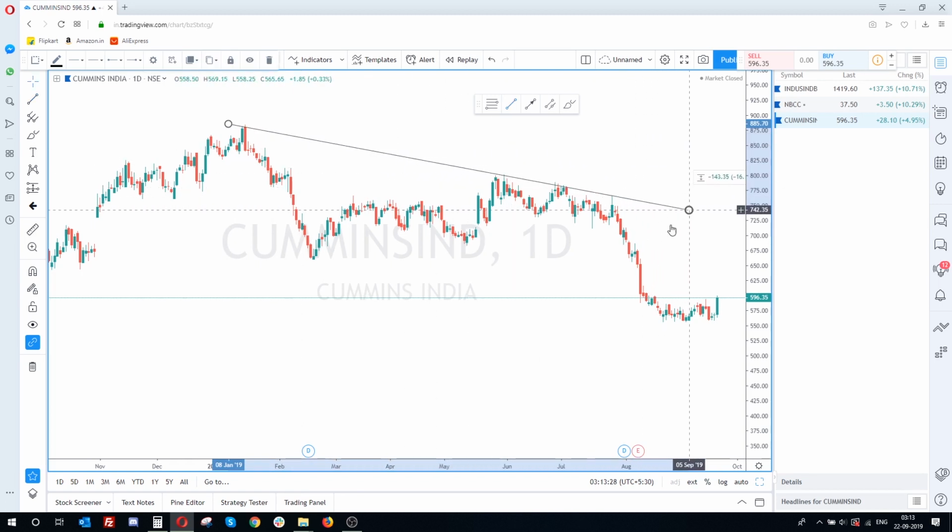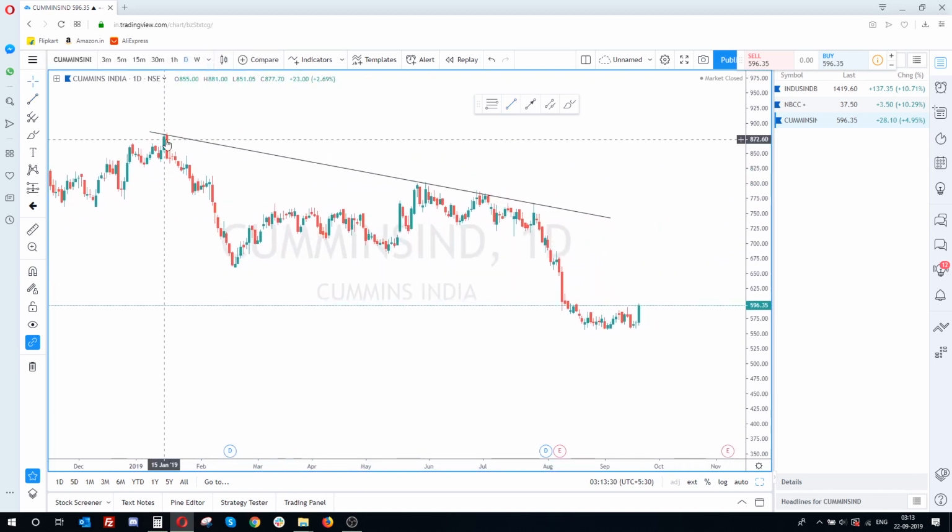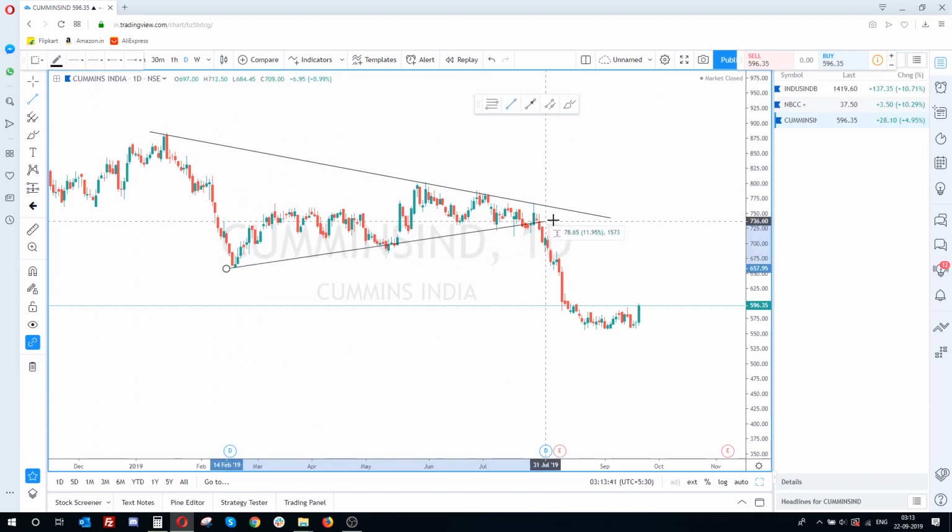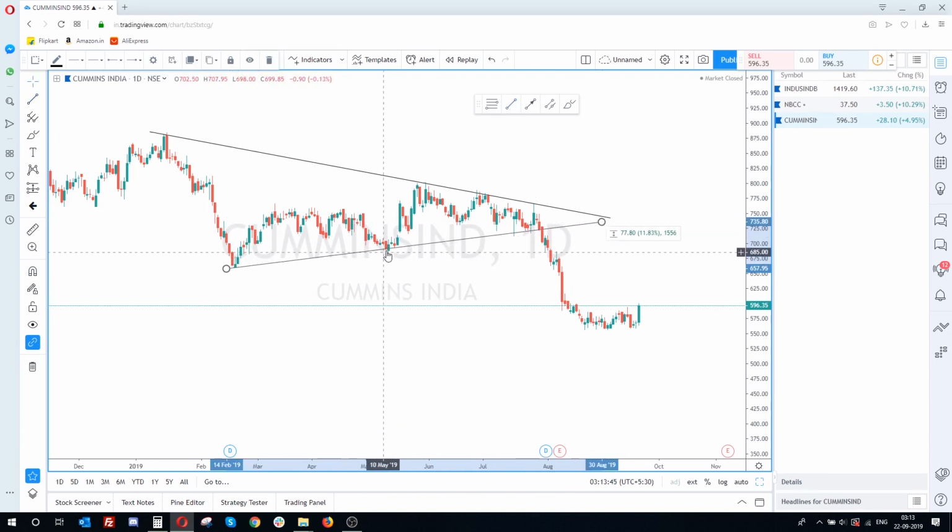And so what's happening here at the top, 1 2 3 4 5. So at the top the stock is taking 5 times resistance, and at the bottom 1 2 3 4, almost same. So at the top it's 5 and at the bottom it's 4. So the numbers don't matter. I'm just saying that it has taken this many support and resistance.